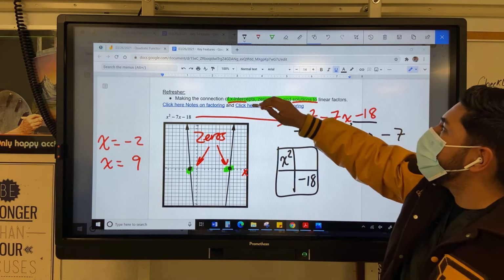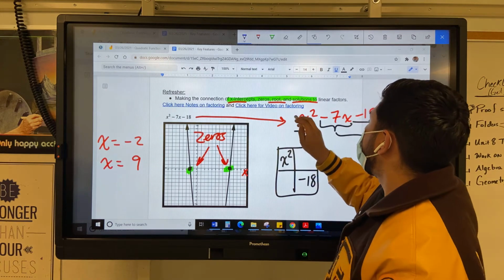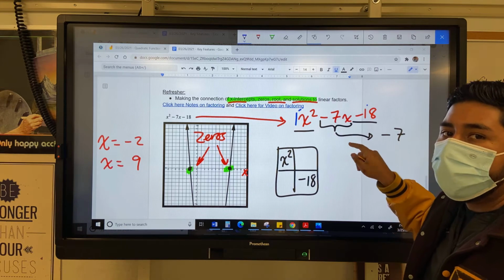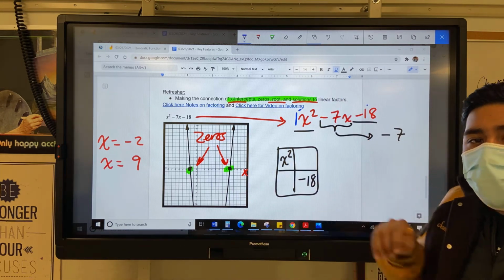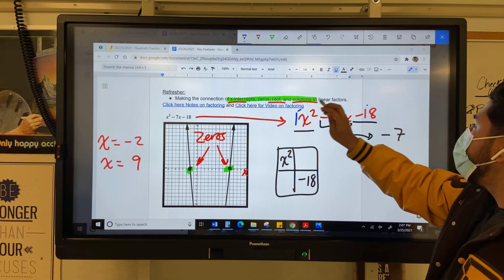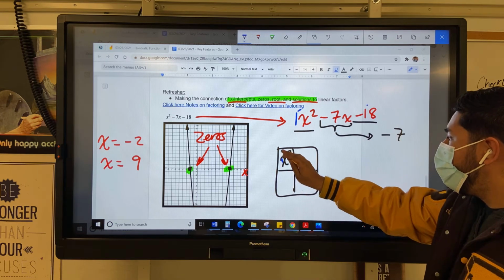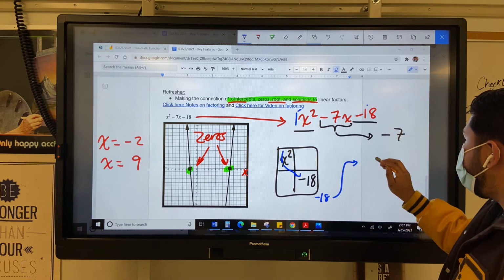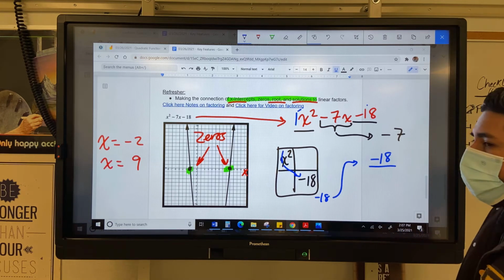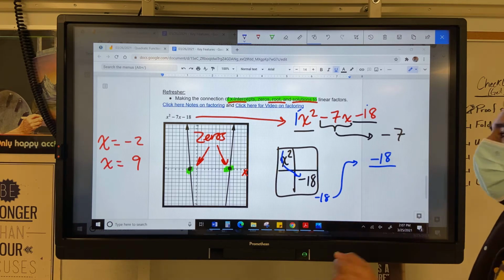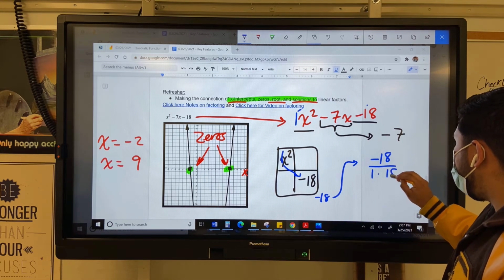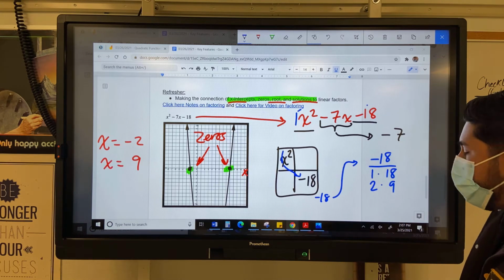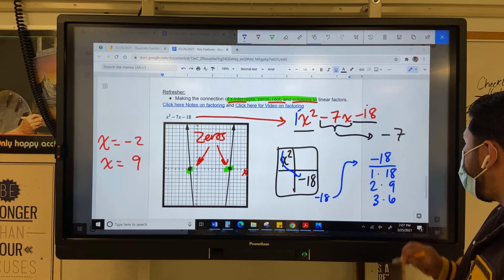Finding the factors of 1 times -18. Oh, I forgot the rules. Double negative means my bigger number is negative, smaller number is positive. Oh, I'm sorry, it's right here. Multiply 1 times -18. That's -18. What are the factors of -18? 1 times 18. What else? 2 times 9. What else? 3 times 6. All right.